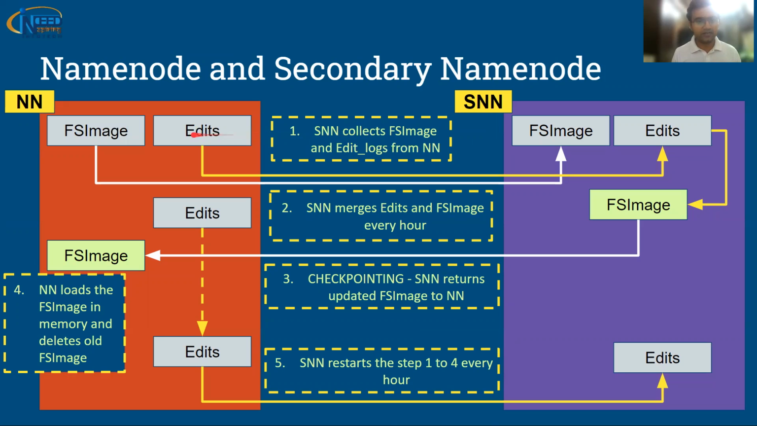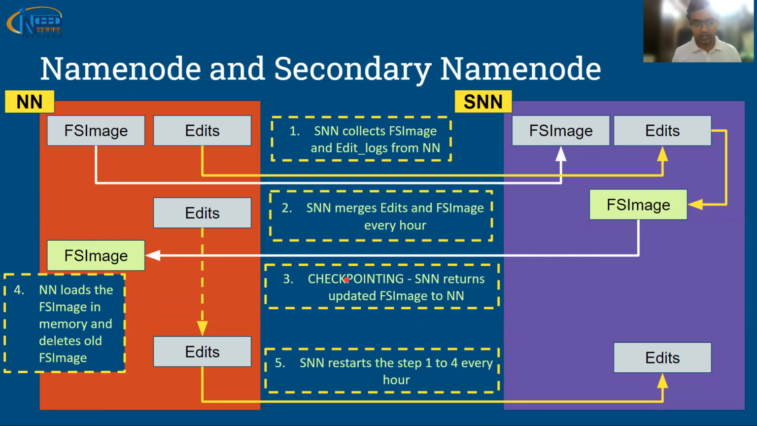So the SNN collects the FS image and edits from the name node and copies them onto its own machine. Then it updates the FS image the way the name node does. So the name node need not shut down now. The name node is busy serving the client requests, and the SNN, the secondary name node, has updated the FS image. After the FS image is updated, the secondary name node sends this FS image back to the name node.